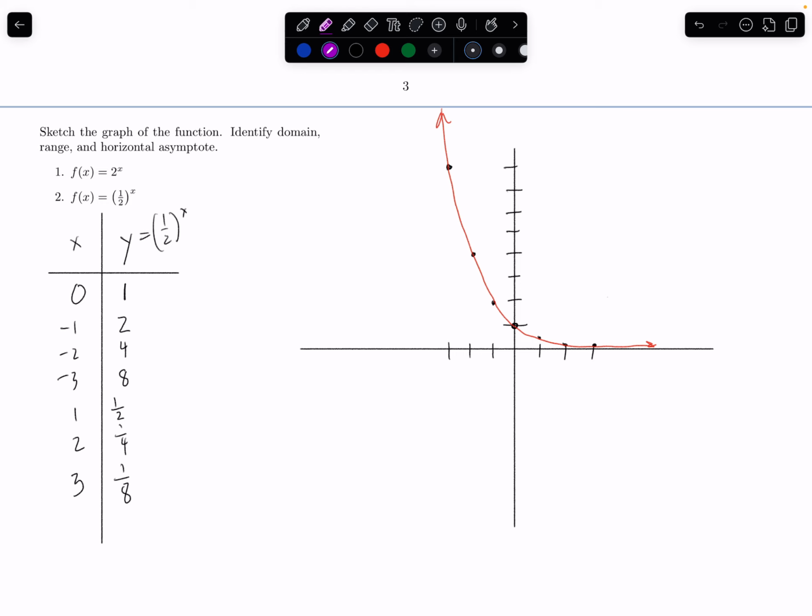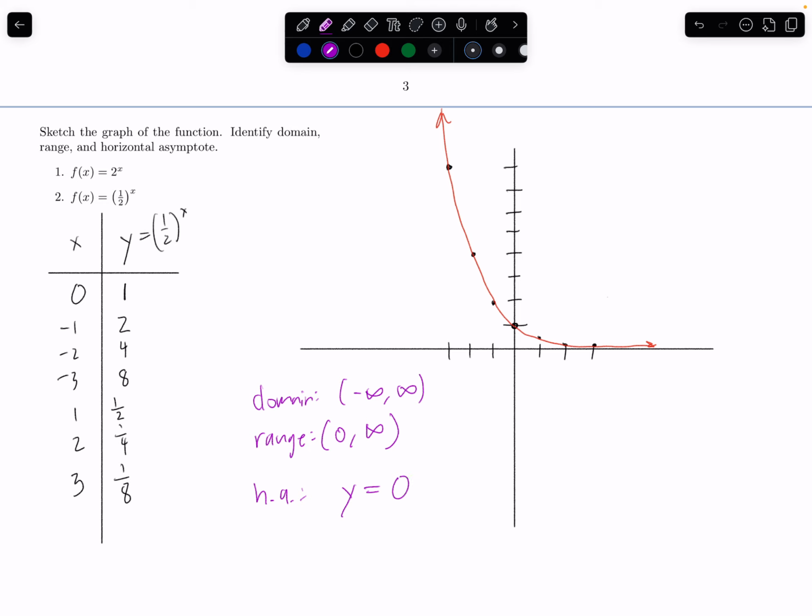Okay, let's answer the other questions now. Domain. Still negative infinity to positive infinity. The range is still 0 to infinity, right? I can get anything as high as I want, and I can get as low as I want up to 0, but I can't quite hit 0. And then what about the horizontal asymptote? Well, it turns out it hasn't changed. It's still y equal to 0.